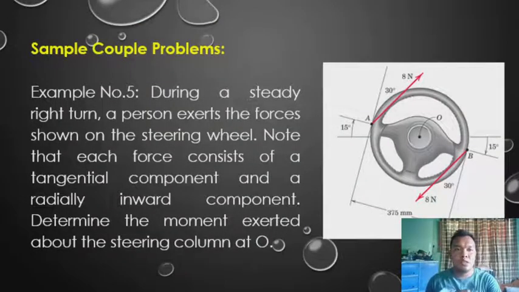Okay. During a steady right turn, a person exerts the forces shown on the steering wheel. Note that each force consists of a tangential component and a radially inward component. Determine the moment exerted about the steering column at O. Okay. So, we have here this figure. So, solve natin po kung paano yan. So, bali, ibig sabihin lang po niyan yung itong forces na nandito is itatransfer po natin doon into a couple. Couple moment. Okay.